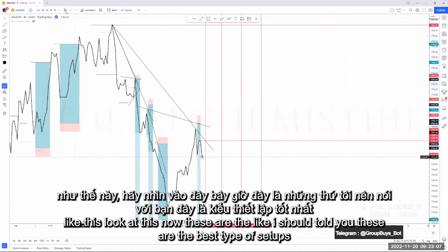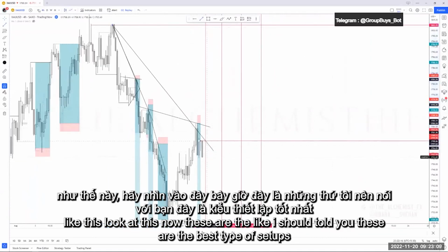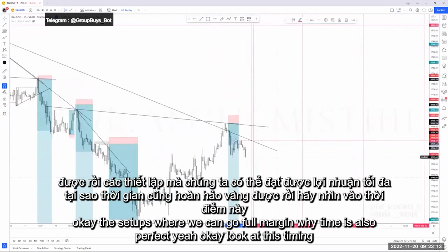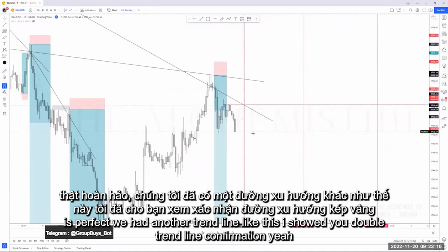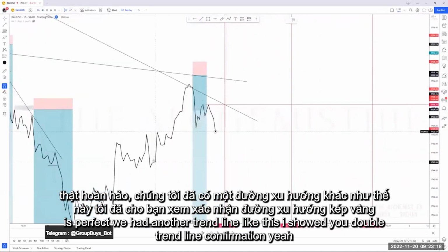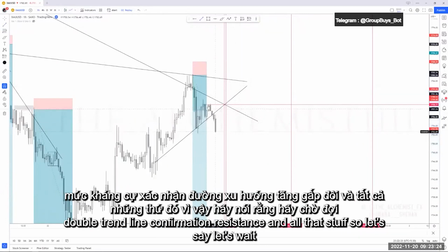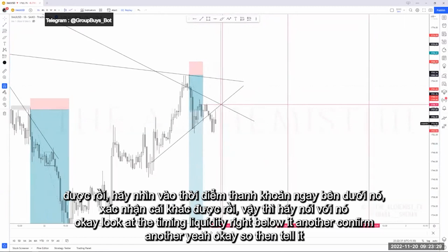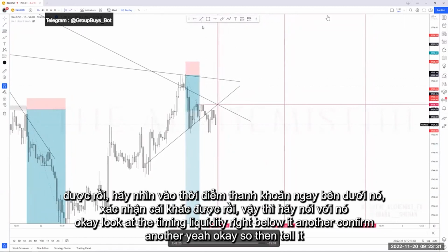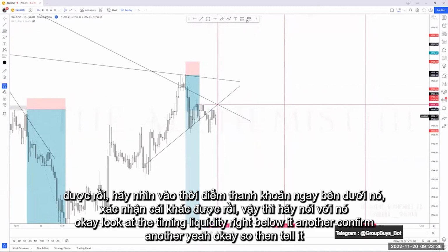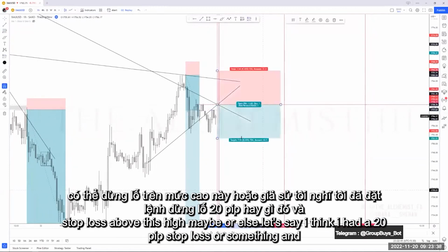Look at this. Now these, like I told you, are the best type of setups, the setups where we can go full margin. Why? Time is also perfect. Look at this. Timing is perfect. We had another trend line like this I showed you. Double trend line confirmation, resistance, and all that stuff. So let's wait. Look at the timing. Liquidity right below it. Another confirmation. Okay, so then sell it.